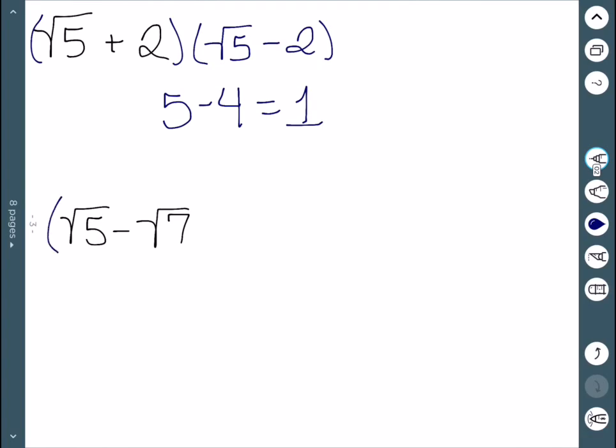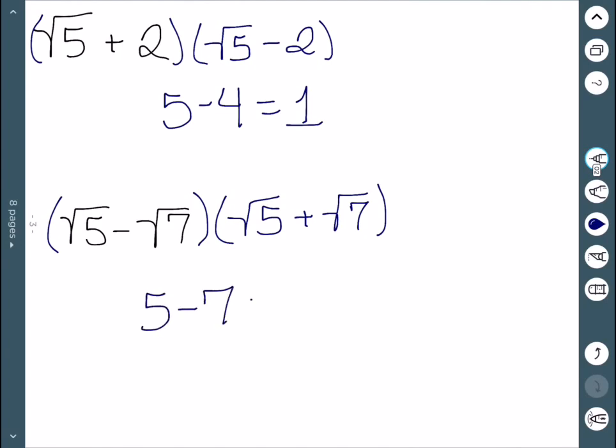The second one, the fact that there's 2 radicals doesn't change anything. As long as there's 2 terms, we're just going to change the sign in the middle. The square root of 5 squared is 5. The square root of 7 squared is 7. And so this would be -2.